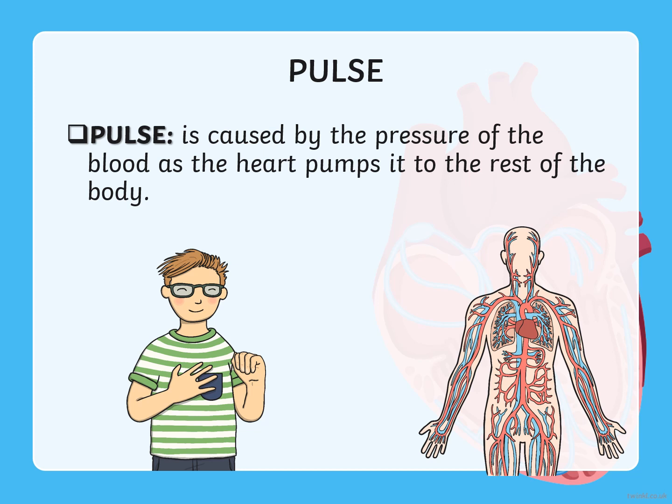Now we know the function of the heart, the parts of the heart, the blood vessels, the blood, and we know what the heartbeat is. So what is the pulse? When you put your hand on your wrist, you feel the pulse. The pulse is caused by the pressure of the blood. When your heart pumps blood to the rest of the body, there is a pressure. This pressure is called the pulse.